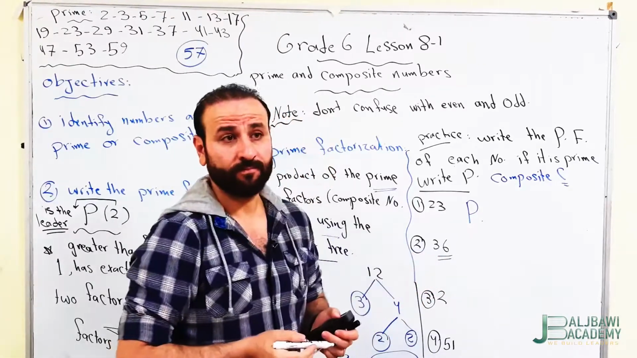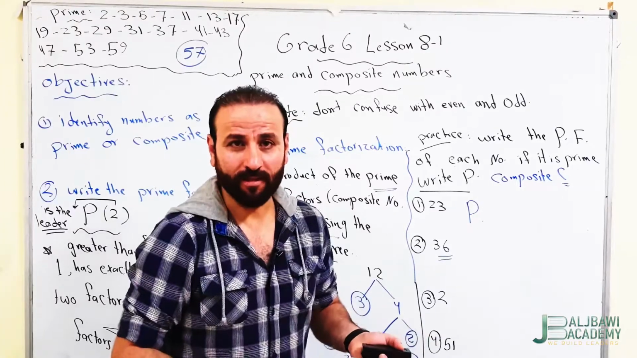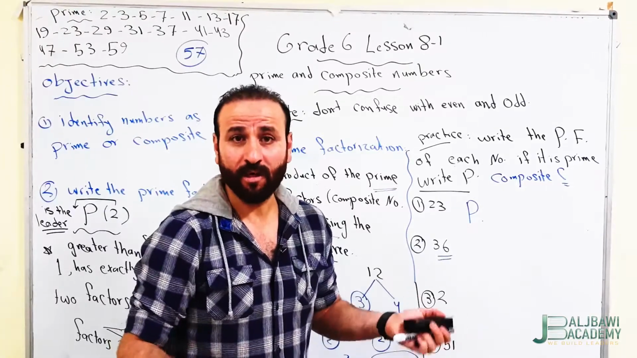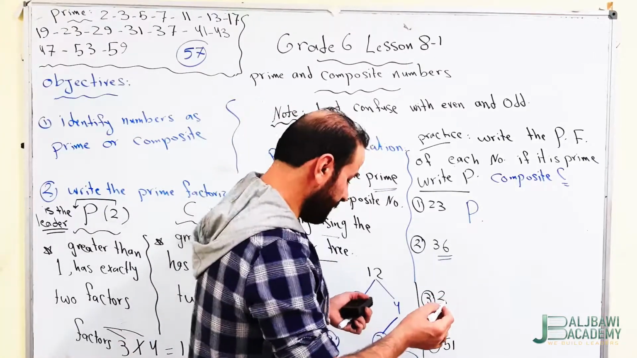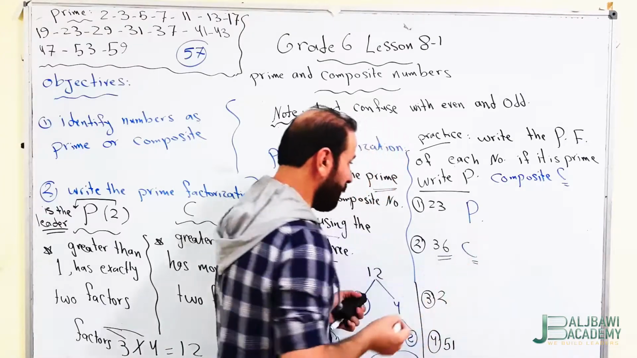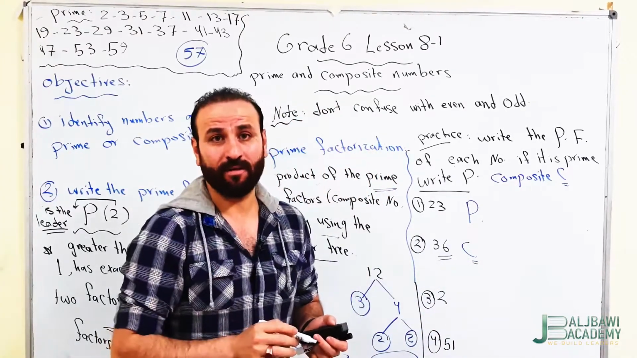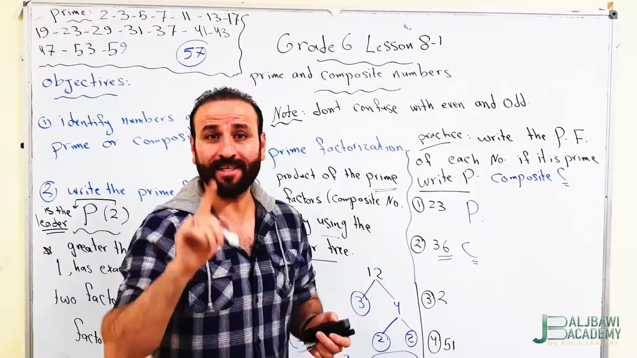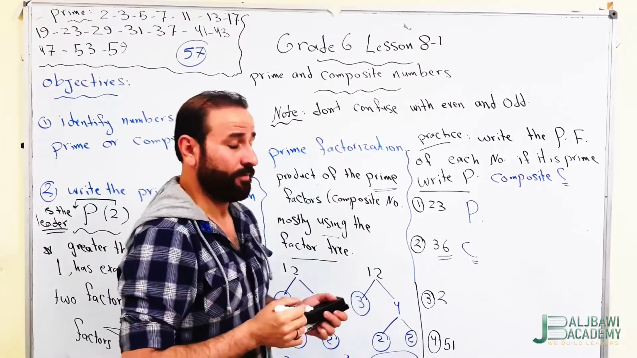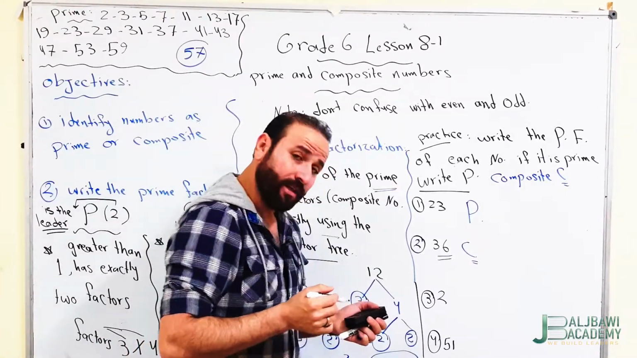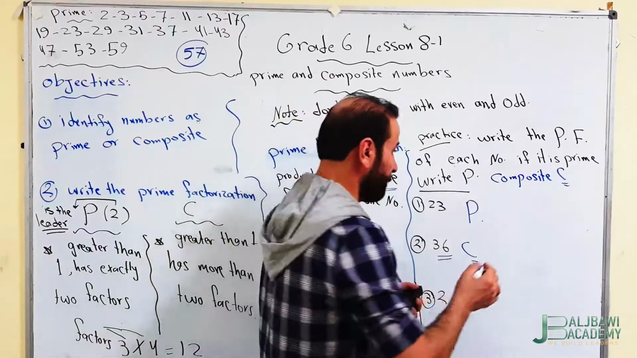36 is an even number, so it is composite. It is composite because it's an even number. All even numbers are composite except 2. Except number 2. So I need to make the prime factorization of 36.